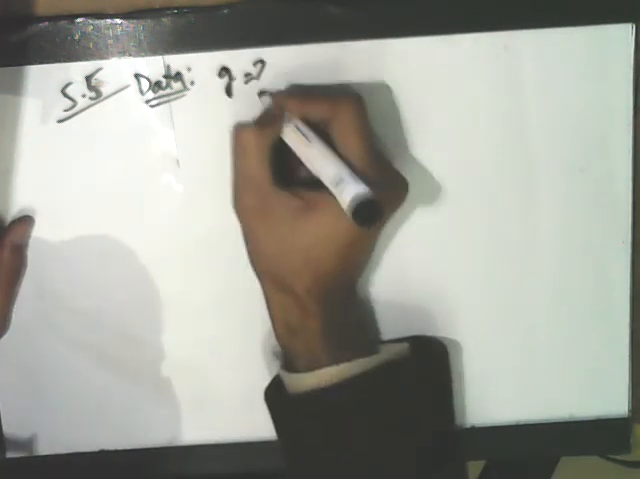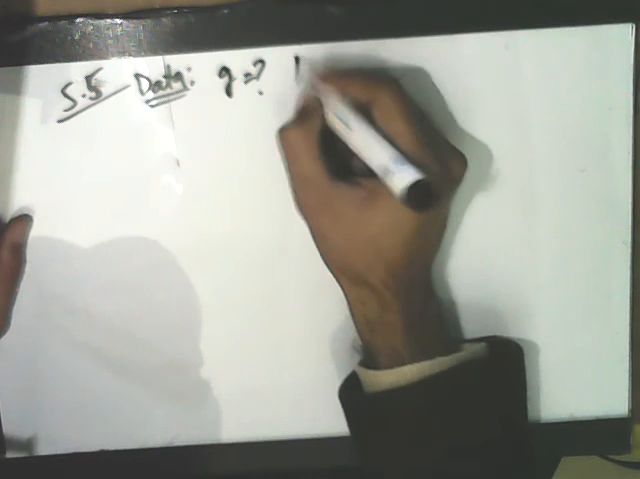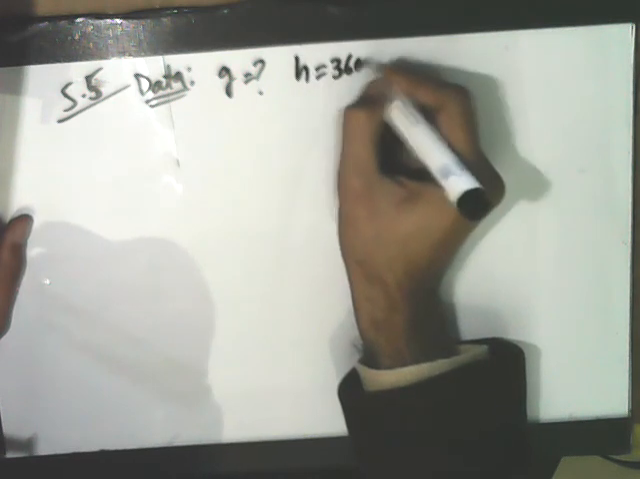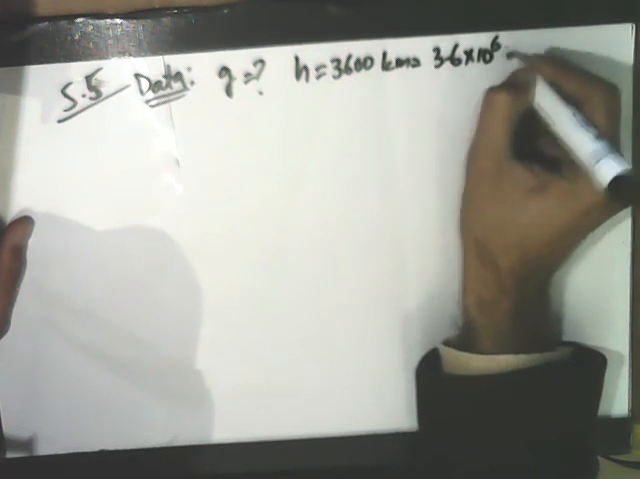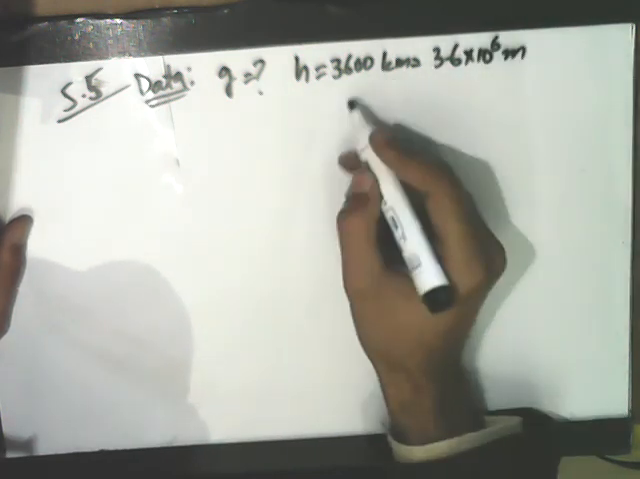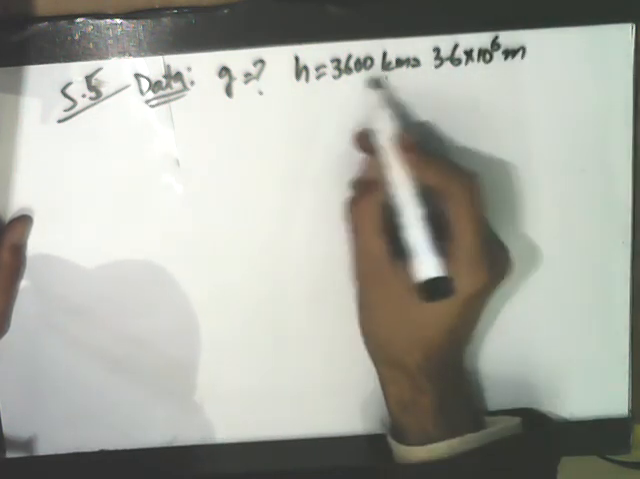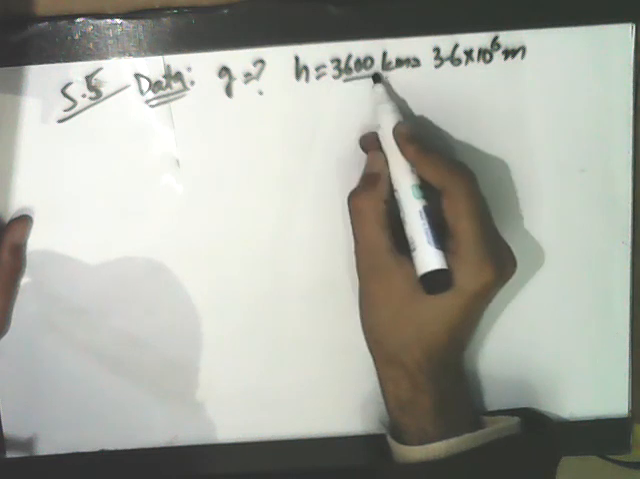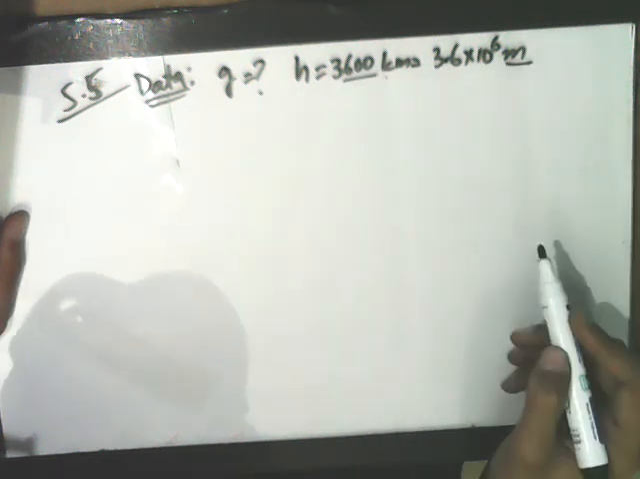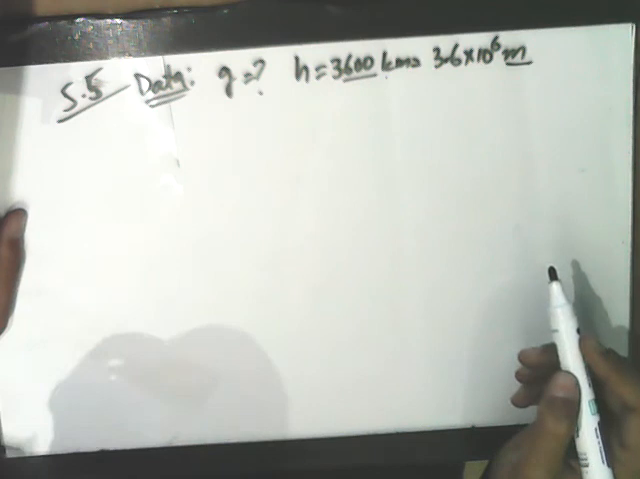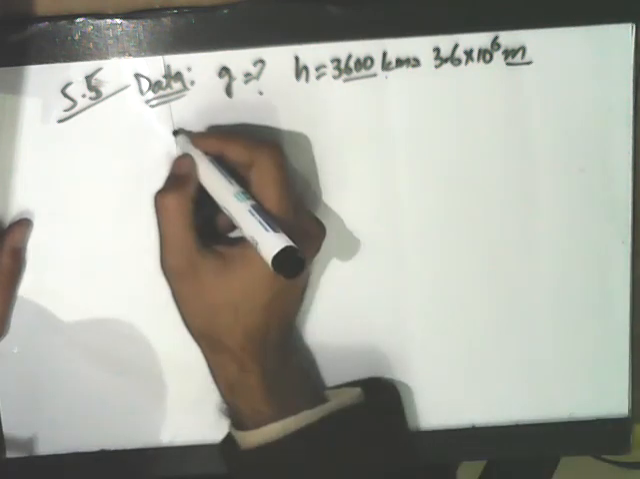Calculate the value of g. We want to calculate the value of g at a height of 3600 kilometers. We are going to convert this into 3.6 into 10 to the power 6 meters, right? I'm resolving kilo as well as the 3 zeros over here. So we're going to get 10 to the power 6 because meter is the standard unit for length in SI.